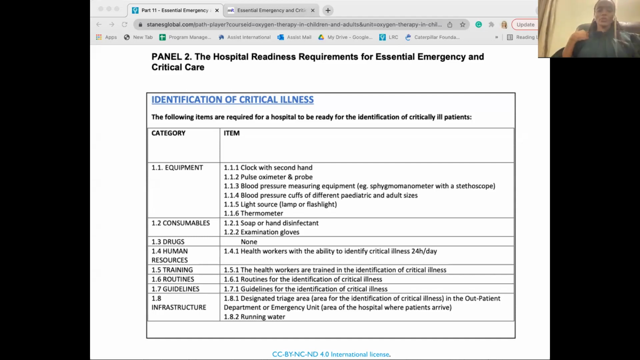It doesn't have to be trainings that are always organized outside the facility. You can have on-job trainings. What are the routines? What are the guidelines? And what's the infrastructure like in your facility? Is there running water? Is there a department of emergency unit? Do you have an intensivist? Do you have an anesthesiologist to help you should you want to intubate this patient and sort out their airway? Can go down.